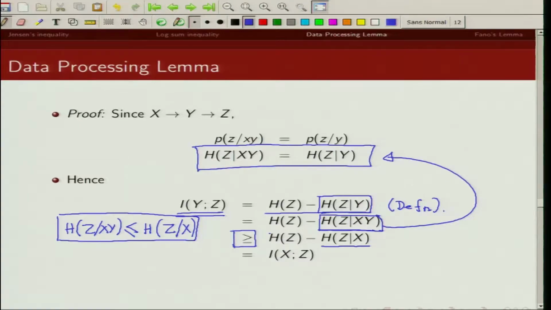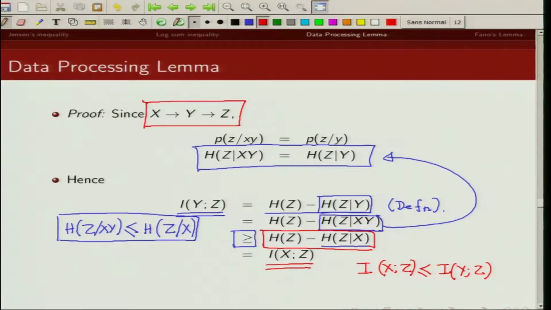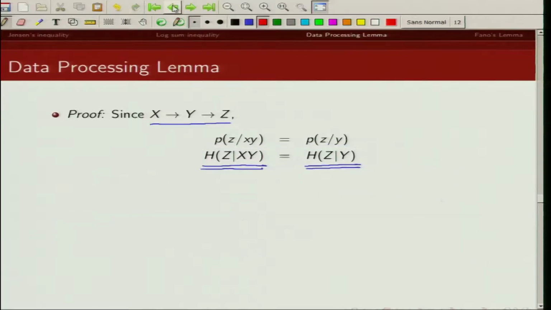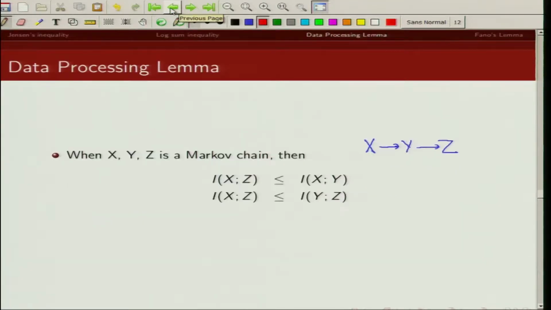And what is this term? Uncertainty in z minus uncertainty in z given x, from the definition, is the mutual information between x and z. So, what I have shown you is that mutual information between x and z is less than or equal to mutual information between y and z, when x, y and z form a Markov chain. So, I have proved this result.